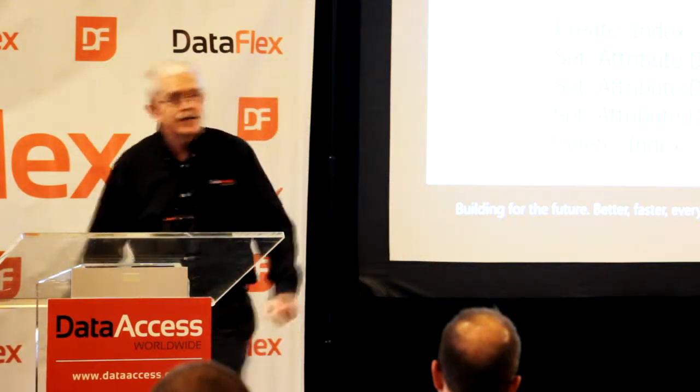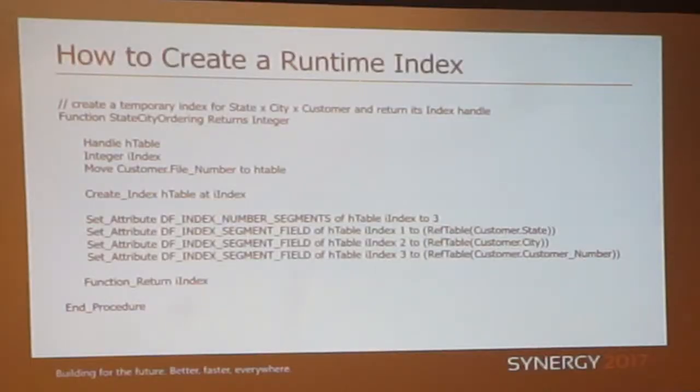And then when you're done, you delete it. So how does that look? It looks like this. You do a function, and for this one right here, it would be city-state ordering. You need a couple of things to use a runtime index. You need a handle to the table that you're going to be using. You need an integer for the index number, because remember, everything inside DataFlex is all numbers, and you want to be able to say, find by this number.